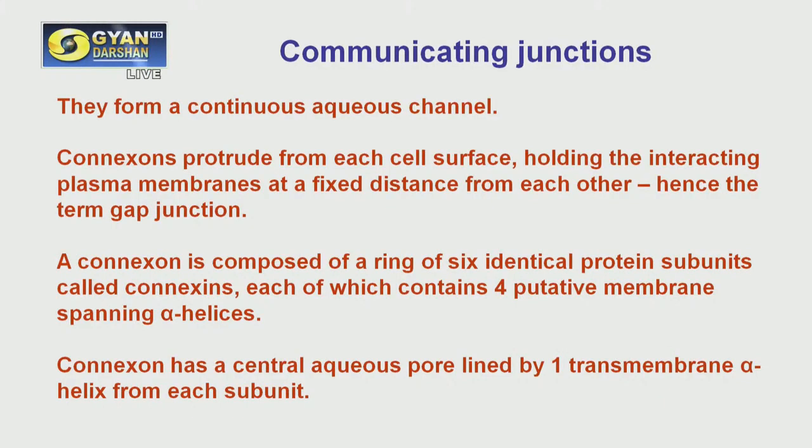Now, they form a continuous aqueous channel. They protrude from each cell surface, holding the interacting plasma membranes. It is composed of 6 identical protein subunits called connexin, or it may not be identical also, as we have seen in the diagram. Connexon has a central aqueous pore lined by one transmembrane alpha helix from each subunit. So you all know that proteins have different conformations, alpha helix, beta sheet. So basically these are channel proteins.